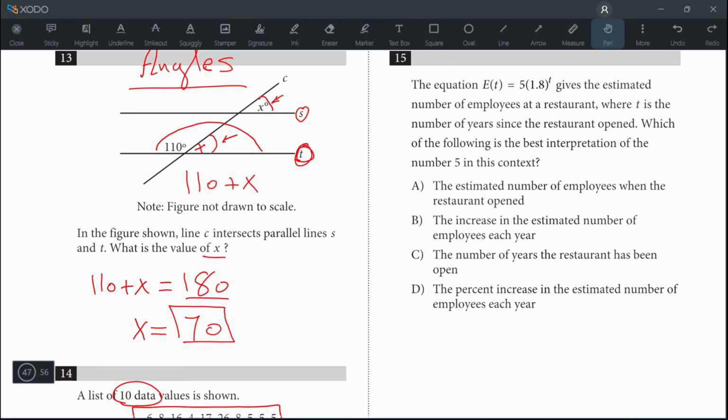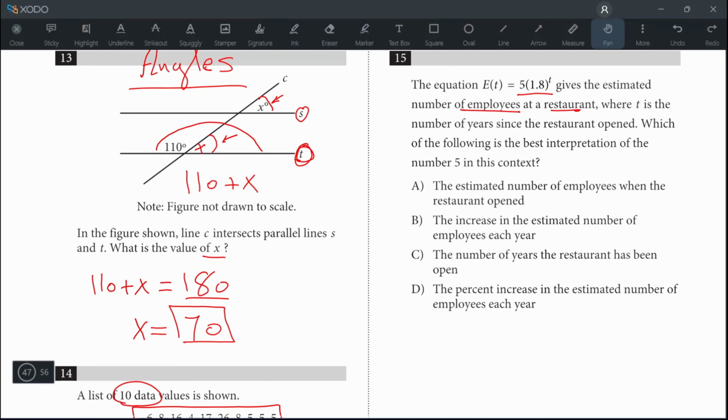Now what about question number 15? The equation E of t is equal to 5 multiplied by 1.8 to the power of t gives the estimated number of employees at a restaurant, where t is the number of years since the restaurant opened. Which of the following is the best interpretation of the number 5 in this context? First, you should notice that this question is expressing an exponential function. So 5 multiplied by 1.8 to the power of t, that's an exponential function.